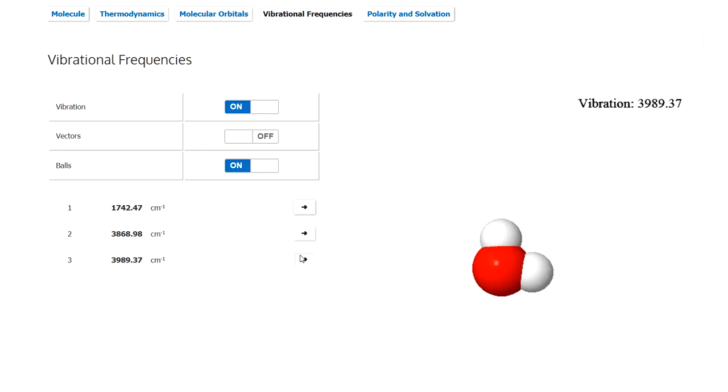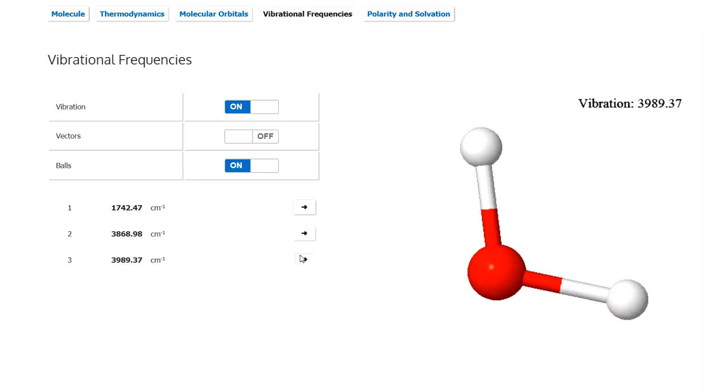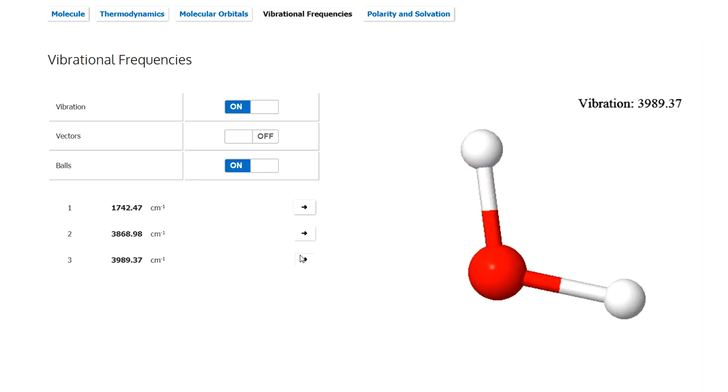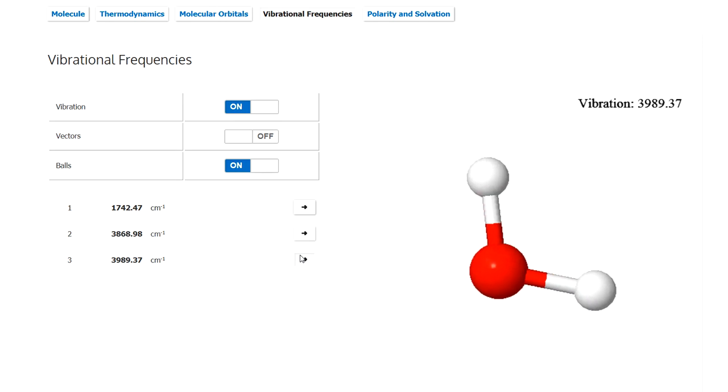So there's another example of MolCalc, and again, I urge you to get it off the web. Just do a Google search for MolCalc or the molecular calculator, and I think you'll find it to be a very useful program if you're a student or if you're a teacher.